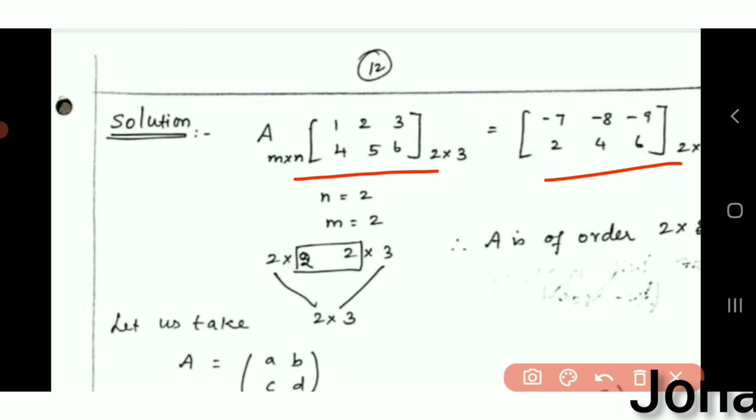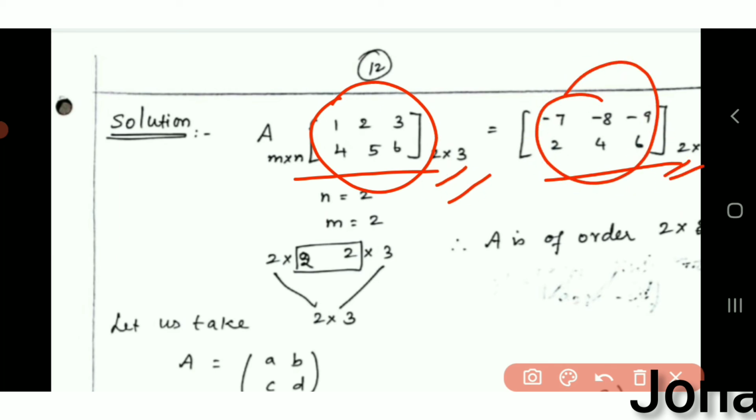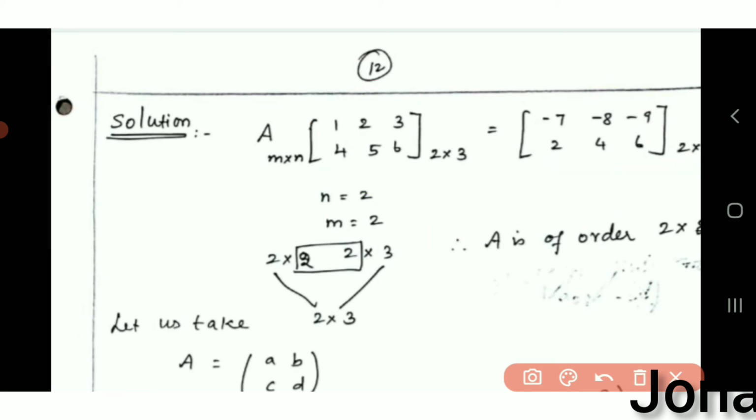Here the order of this matrix is 2 by 3 and the order of this matrix is also 2 by 3. Okay, here we want to find the order of the matrix A now, that is M by N. So here it is M by N, here it is 2 by 3 and here it is 2 by 3. So we want to find the order of this one. Here we can easily find this N and 2 must be equal, isn't it? So we know that the column of the first matrix and the row of the second matrix must be equal. Therefore, we can have N equal to 2.